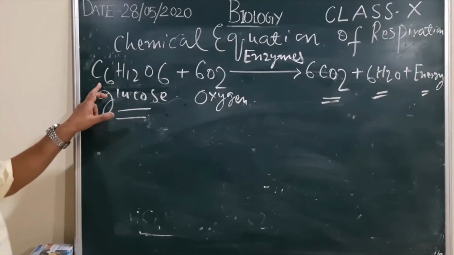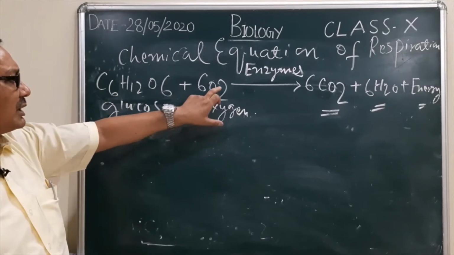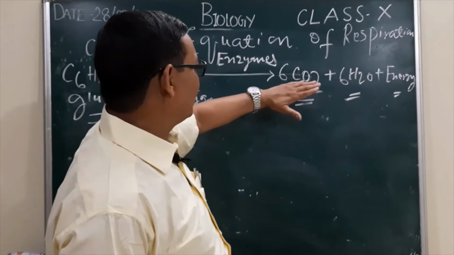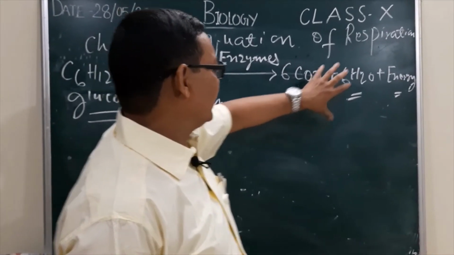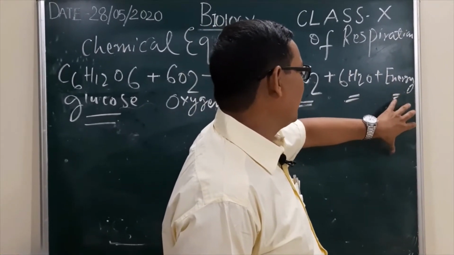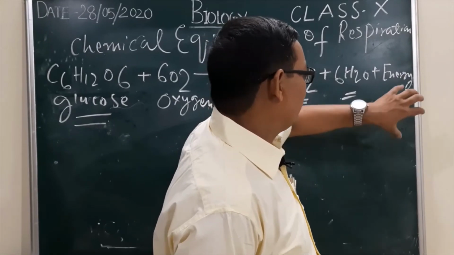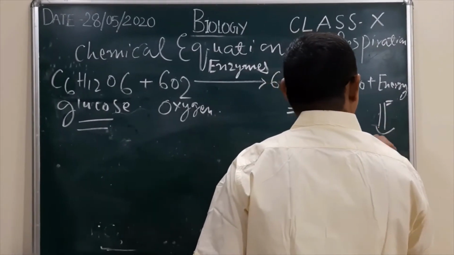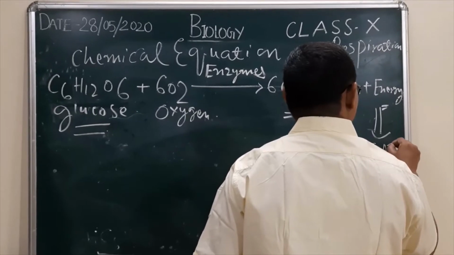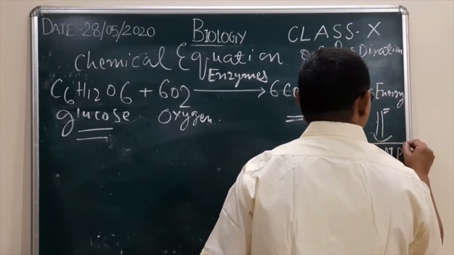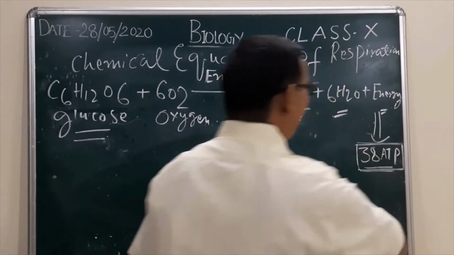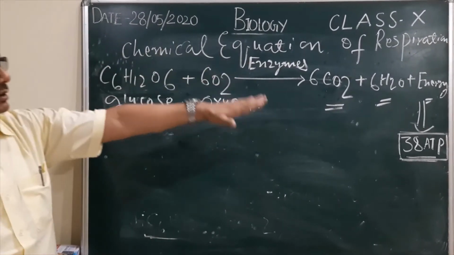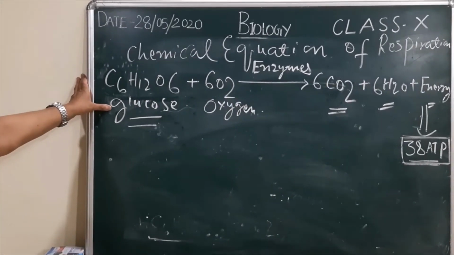So, here one molecule of glucose requires 6 molecules of oxygen for complete breaking down. And after breaking down of this glucose molecule, what will happen? There is formation of carbon dioxide, formation of water and liberation of energy. This is the energy which will be converted into the ATP molecule. Then 38 ATP molecules will be produced, formed with the help of that liberated energy. So, this is the overall chemical equation of respiration.